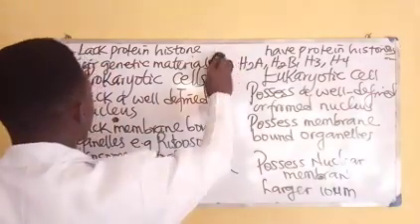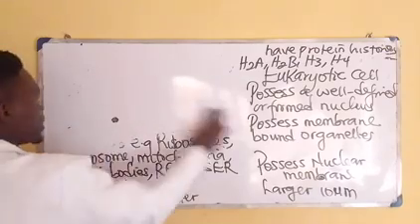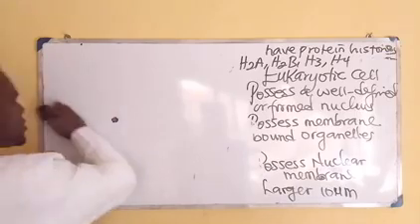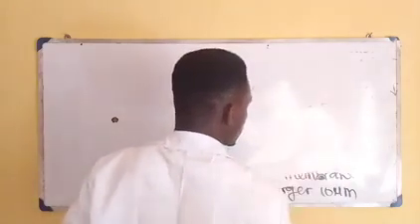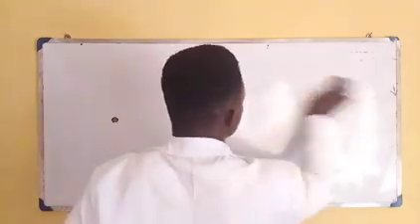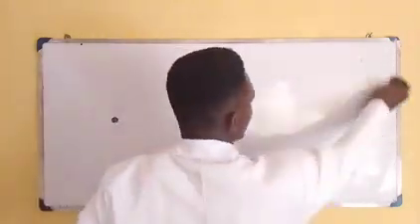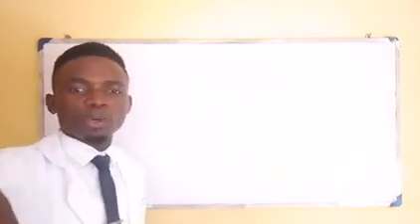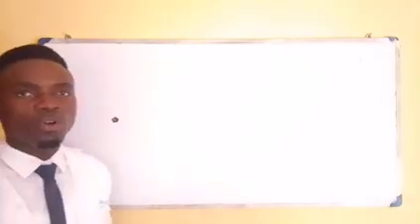Now the next thing we'll look at is the history of the cell. We are going to be looking at different personalities that were involved in making sure that the cell was brought into the knowledge of man. Of course, the cell existed from the very beginning, but it was not made known. But scientists took it upon themselves and brought it into the world of science.